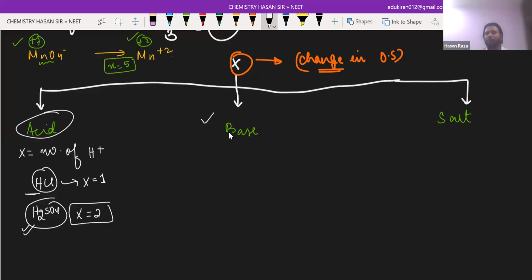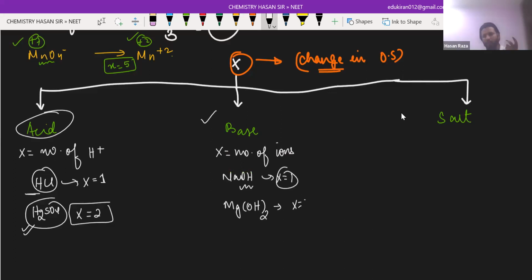In the same way, we go for base: X is equal to number of OH minus. Like if you have NaOH, there is only 1 OH minus given by this sodium hydroxide. So the value of X is equal to 1. And in the same way, Mg(OH)2 will give you 2 OH minus. So the value of X is equal to 2.